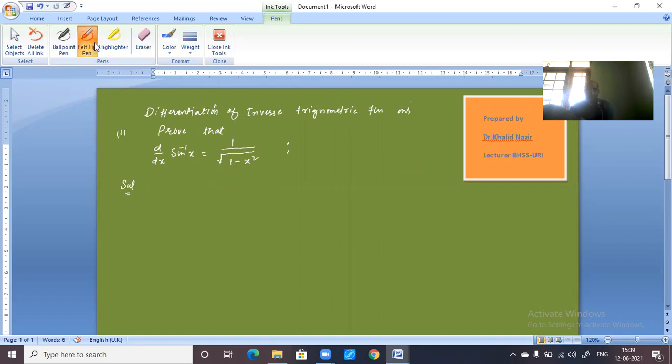Today we will discuss the differentiation of some inverse trigonometric functions. So for that, let's choose this very function: differentiation of sine inverse x. We need to prove it. This is 1 divided by under root of 1 minus x square.